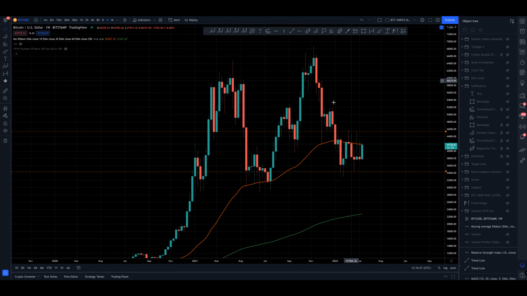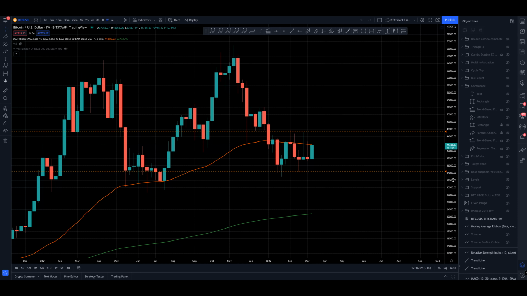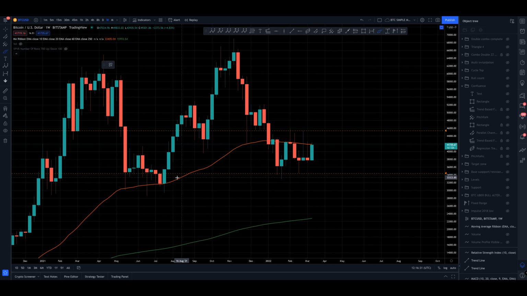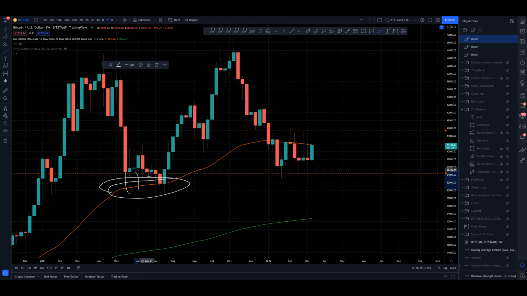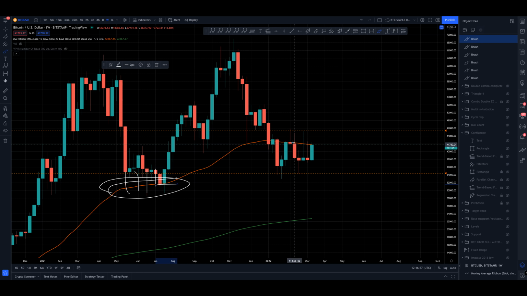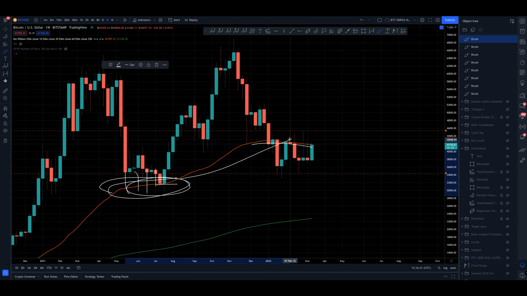Now if we just come out to the weekly time frame for a moment and look at these exponential moving averages, you can see how on the weekly time frame the 60 was operating as support very strongly, wick, wick, wick, wick, body, body, and now it's operating as resistance. So we've gone from support to resistance.